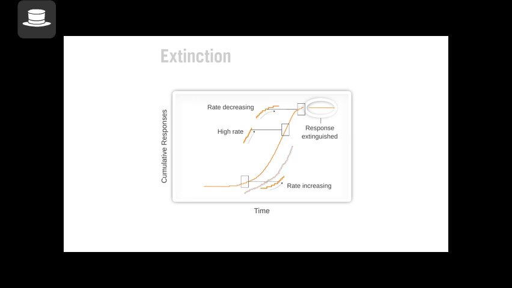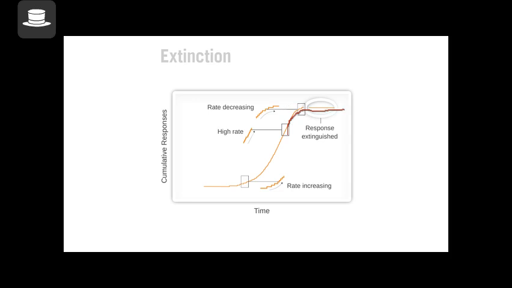The more the slanting of this line, the higher the response, which only increases over time. But as you can see here, the rate starts decreasing, which is represented here with a decrease in slant, and eventually becoming a flat line, indicating extinction.